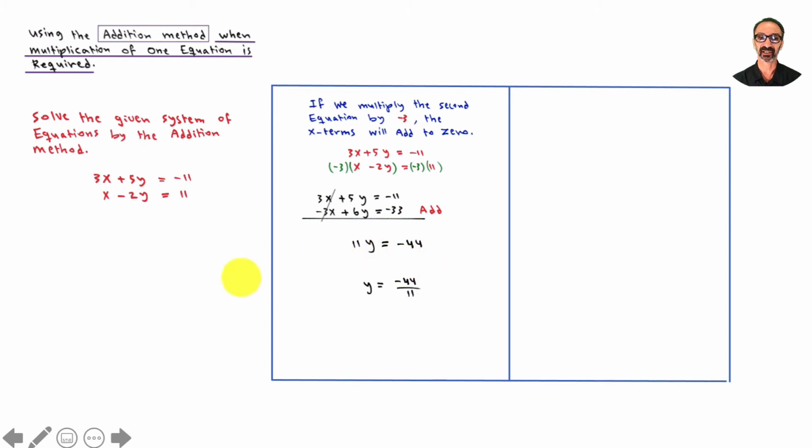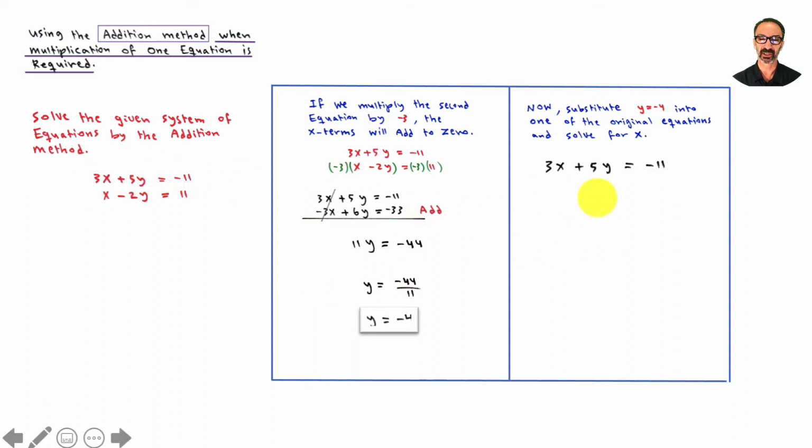Divide both sides by 11. I get y equals negative 44 over 11, which is negative 4. All right. Now, we need to solve for x. Now substitute y equals negative 4 into one of the original equations and solve for x. I'm going to take the first one right here.